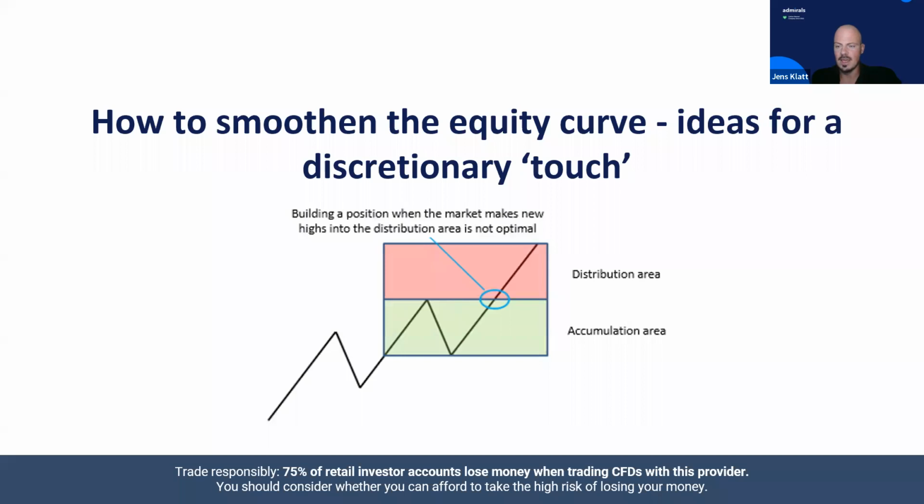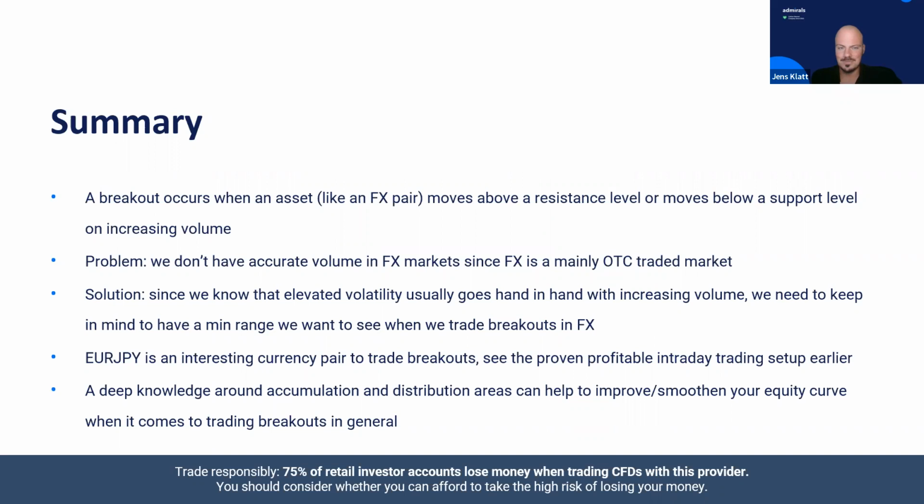And that brings us to today's summary. A breakout occurs when an asset like an FX pair moves above a certain level, a resistance level, or a support level here, on increasing volume. The problem in FX is that we do not have this volume. It's a mainly OTC traded product, so an over-the-counter traded product. We don't have a centralized exchange, for example, where we have a clear idea on how much volume was traded on a certain bar or at a certain time.